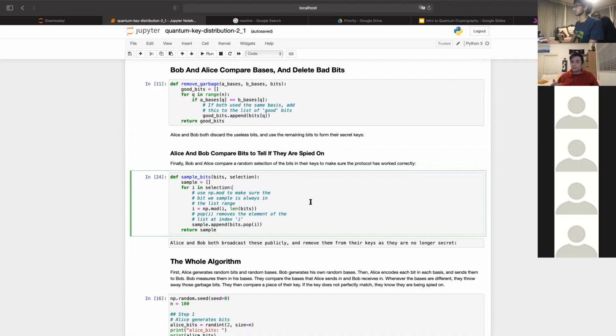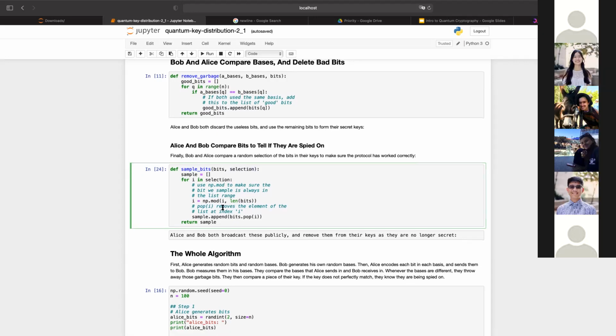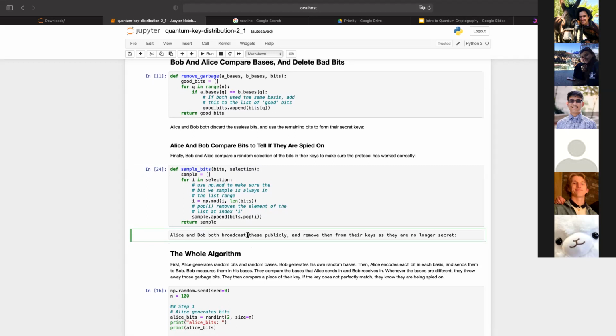However, they might be being spied on. And so what they do is they take a chunk of their bits. In this case, these are the sample bits. So we have the overall bits, and we have the selection, and the selection might be take the last 10 bits. And then they both actually reveal those bits.